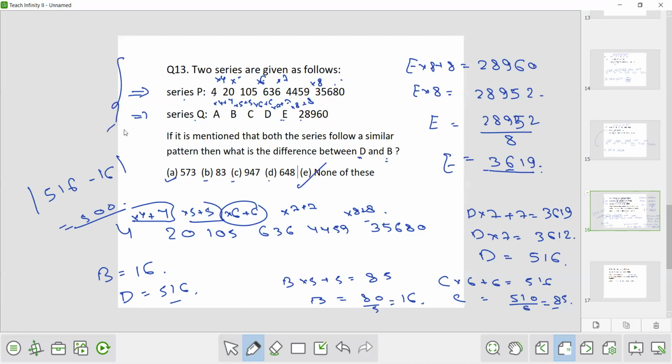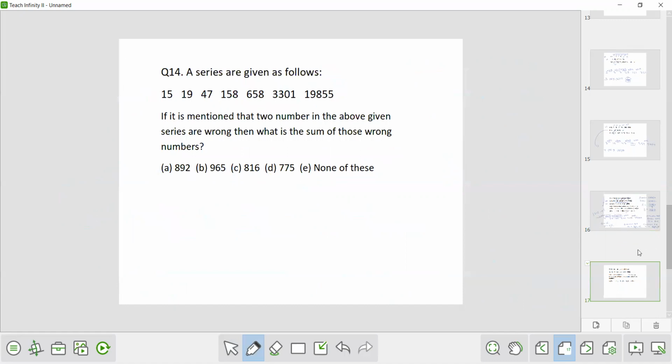So this is a new pattern series which nowadays is seen in the examination. Another pattern, question number 14. A series are given as follows. The series are like this: 15, 19, 47, 158, 658, 3301, 19,855.